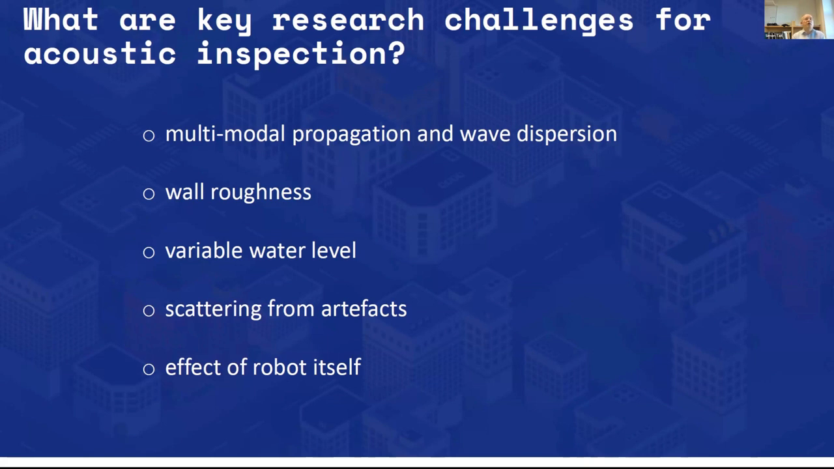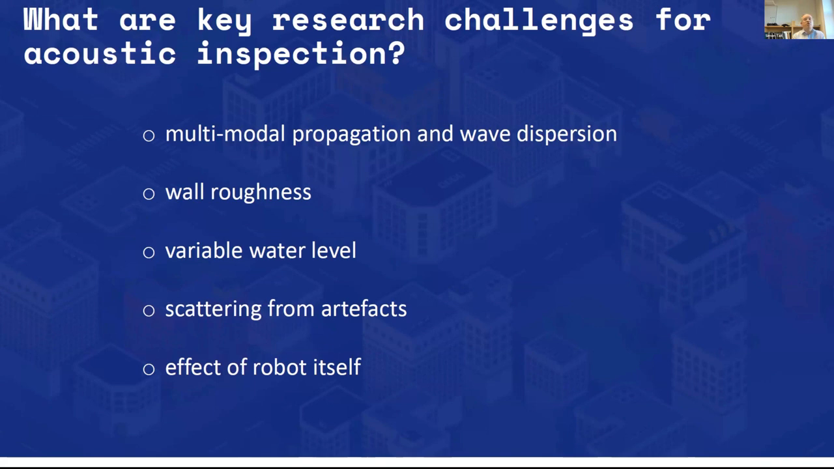So if you look at the pipes we typically tend to look at, you tend to have regular joints. So as you get reflections from the regular joints, the signal loses some of its strength, but you also get interactions between reflections caused by different artifacts. And of course, you also get the effect of the robot itself.